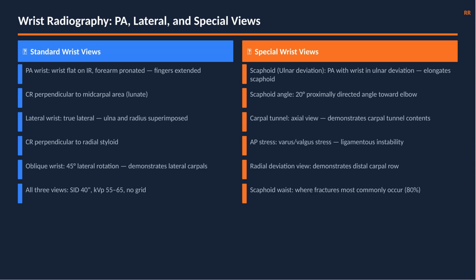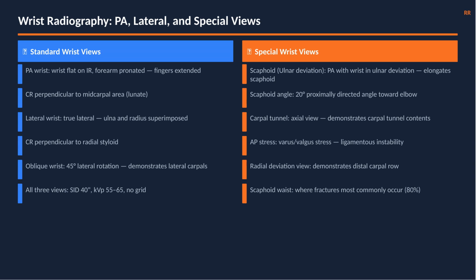Lateral wrist, true lateral, radius and ulna must be superimposed. CR. Perpendicular to the radial styloid. Demonstrates lateral carpal relationships, essential for diagnosing perilunate or lunate dislocation. On a true lateral, the capitate head should sit in the cup of the lunate, which sits in the cup of the distal radius. Oblique wrist, 45-degree lateral rotation, demonstrates the lateral carpal bones.